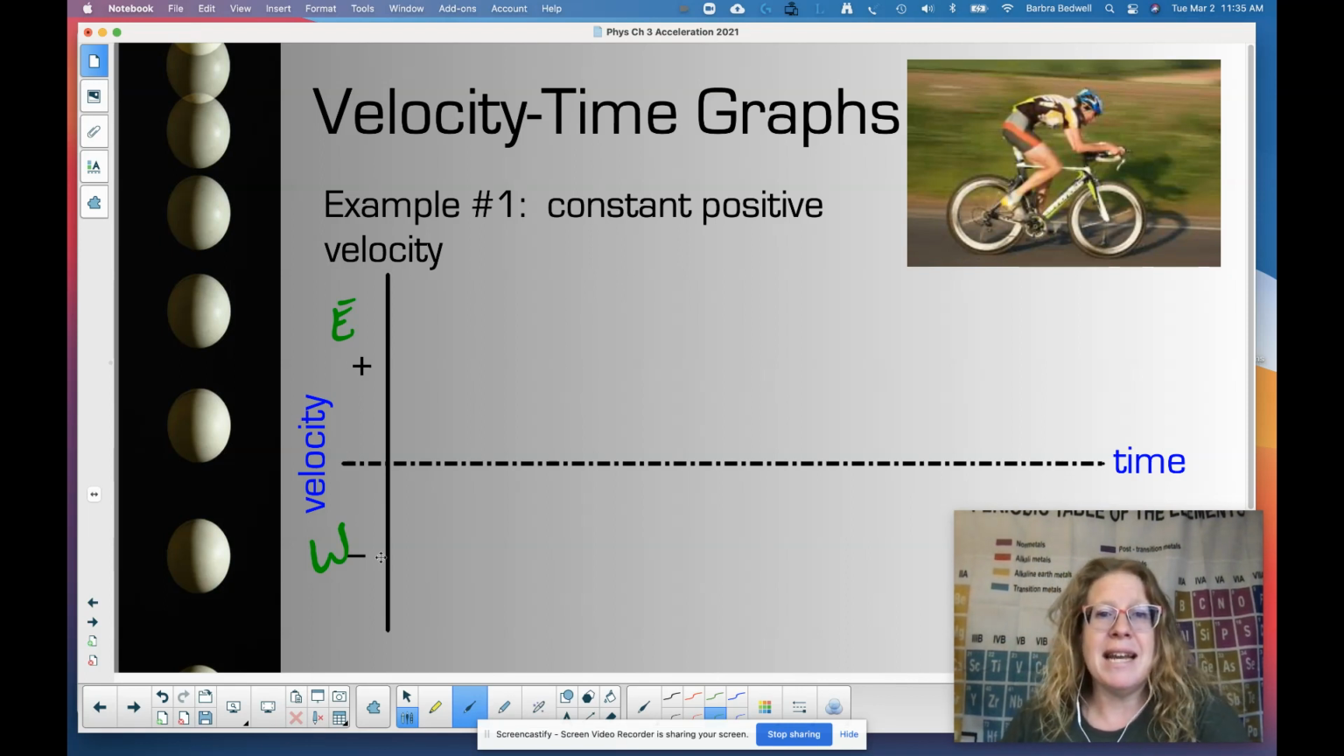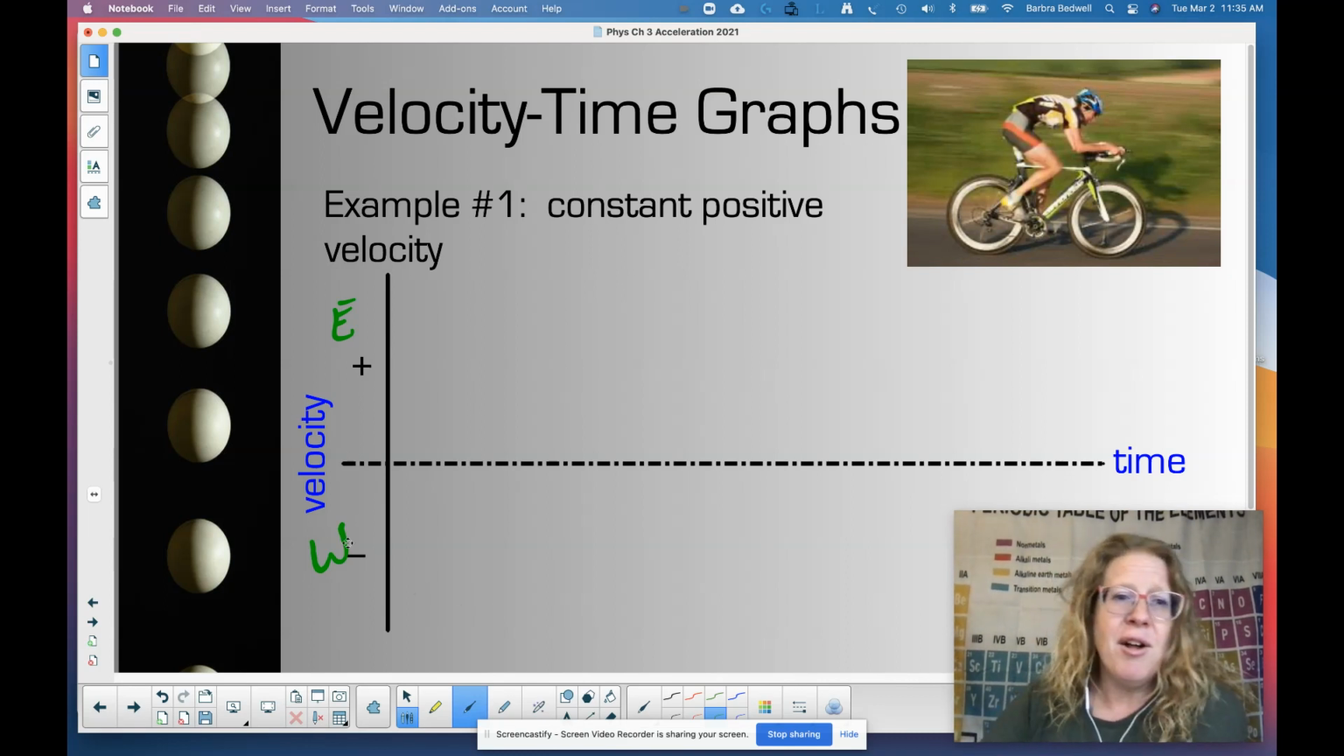Again, positive and negative velocity. So if he's going forward, like this cyclist looks like he's heading east here, maybe he's going at 10 meters per second. Well, what's he doing over time? He's doing 10 meters per second, then 10 meters per second, then 10 meters per second, then 10 meters per second. And all that would look like on a graph like this, a VT graph, is something along those lines.